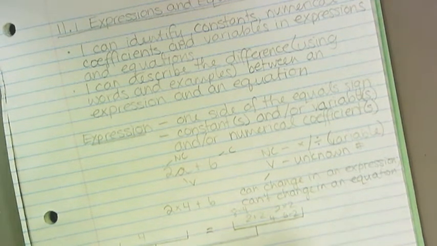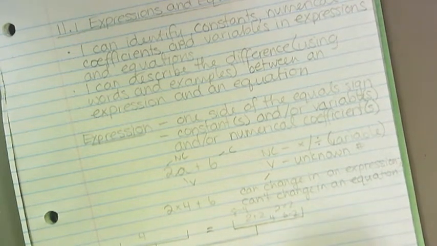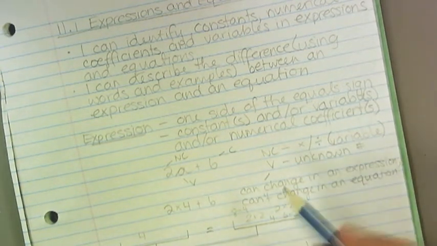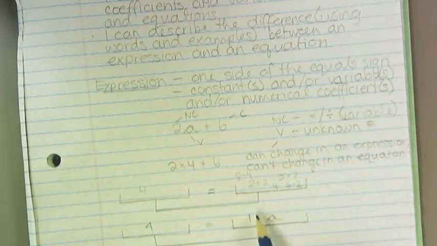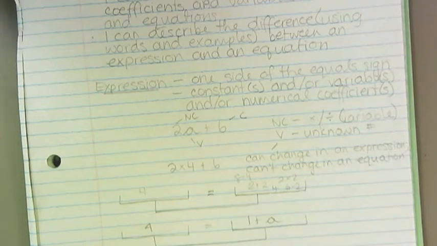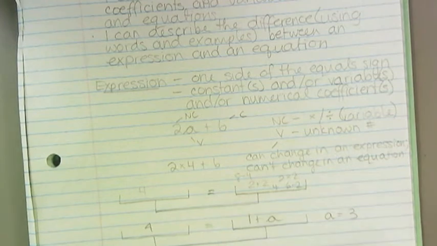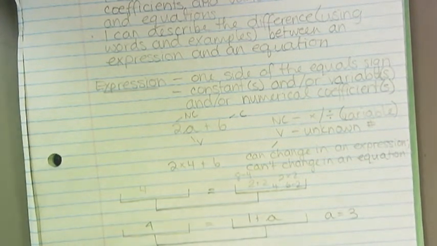So let's go with 4 again. If I have 4 on one side of my balance beam, and I have 1 plus a variable, in this case 1 plus a, there's only one correct answer for a, because it has to balance out. What does a have to equal? 3. So a has to equal 3. There's no other answer in an equation, but in an expression, I don't have a balance beam. I just have one side.